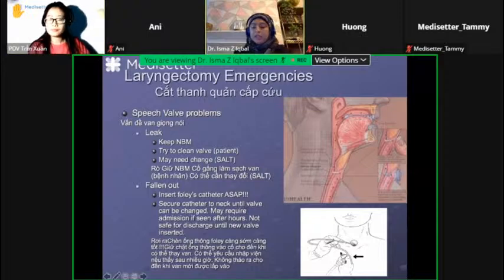So in this picture you can see somebody putting in the Foley catheter to keep the speech valve area open.